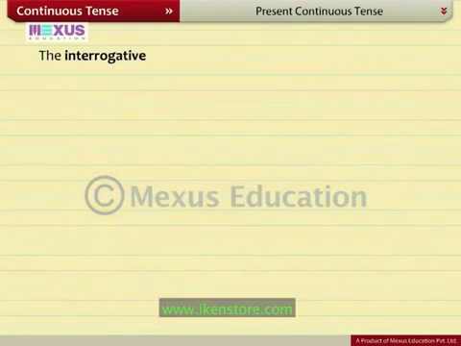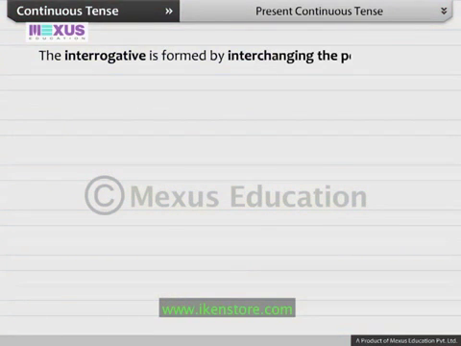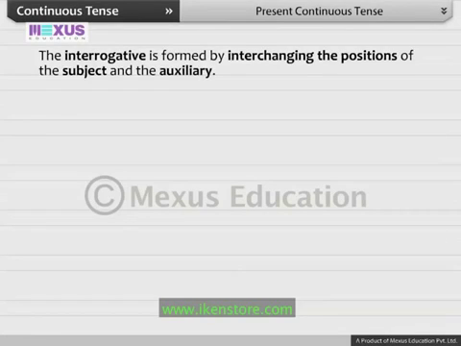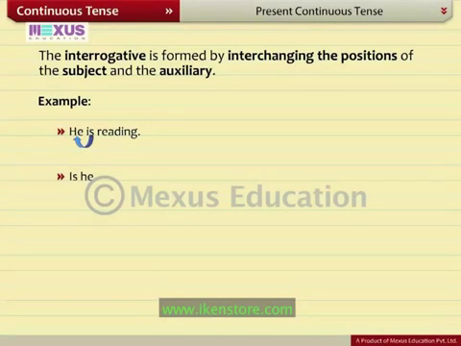The interrogative is formed by interchanging the positions of the subject and the auxiliary. For example, he is reading. To change this sentence to the interrogative, we exchange the subject he and the auxiliary is. So, the sentence becomes, is he reading?